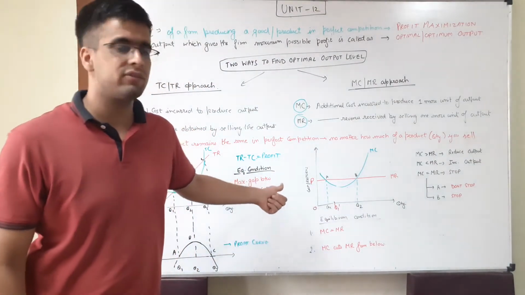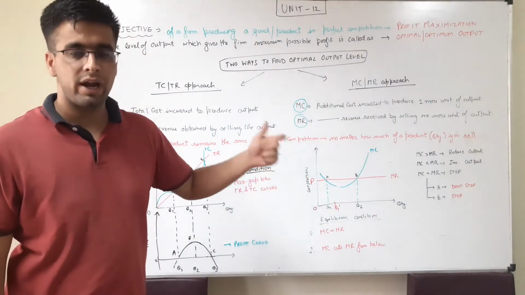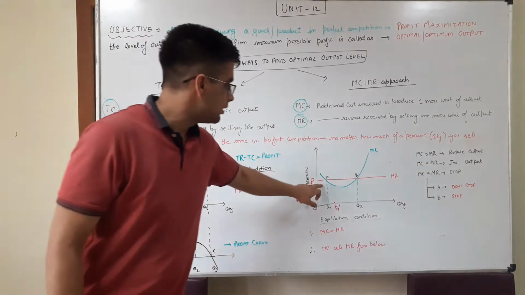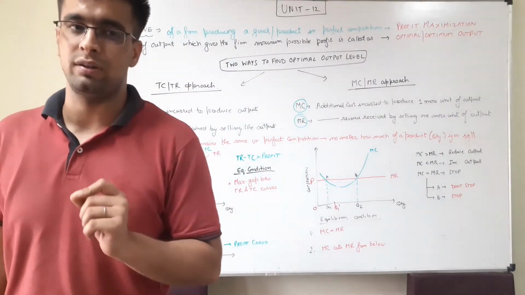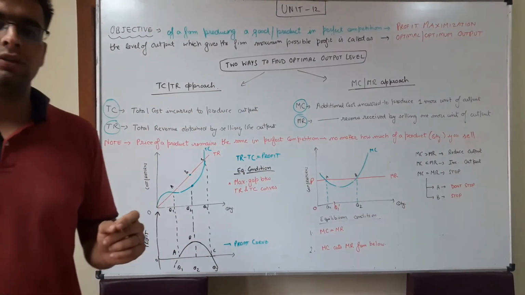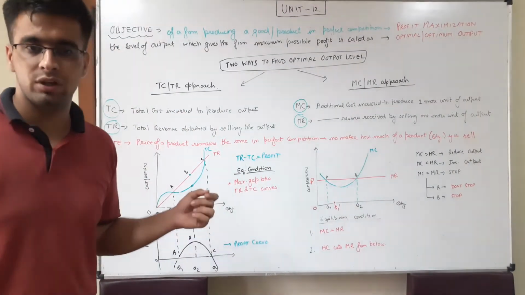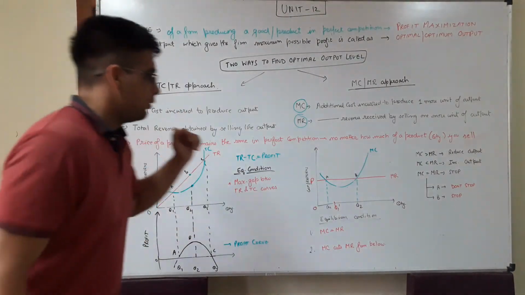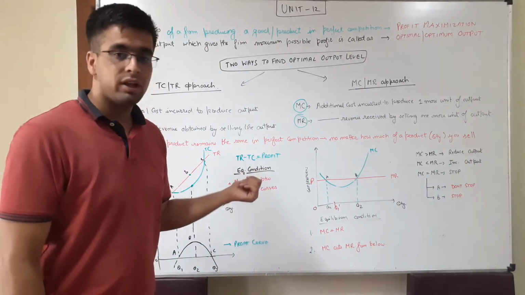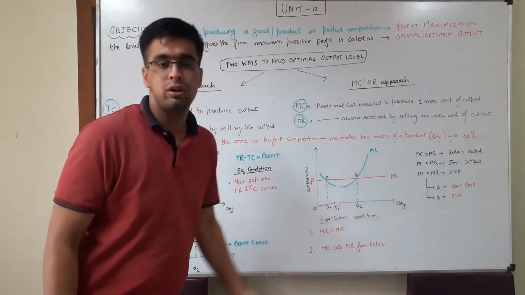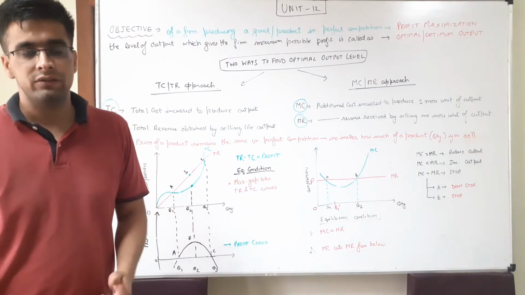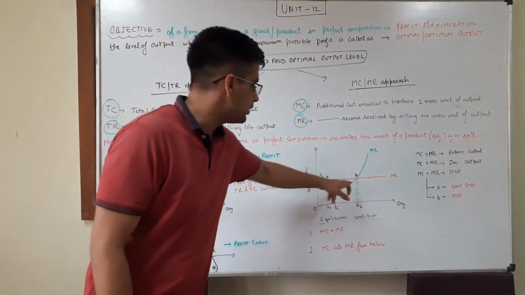See in the graph there are 2 points A and B. A on the left side, B on the right side. At these 2 points MC is equal to MR. That is, additional cost is equal to additional revenue. Where should you produce? At point A, that is quantity OQ1, or at point B, that is quantity OQ2? Certainly we should produce at point B.